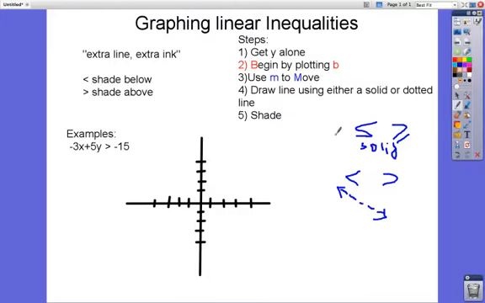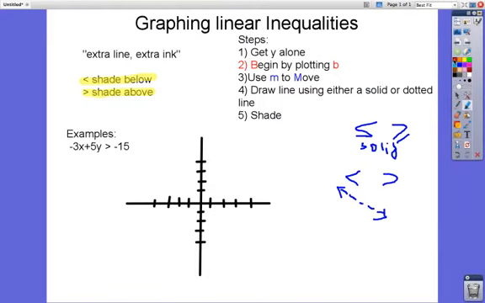And then after you've connected your points with either a solid line or a dotted line, you will shade. So if you have a less than symbol, you shade below. If you have a greater than symbol, you shade above. And these are very, very important, because if you don't shade, it's not actually an inequality.